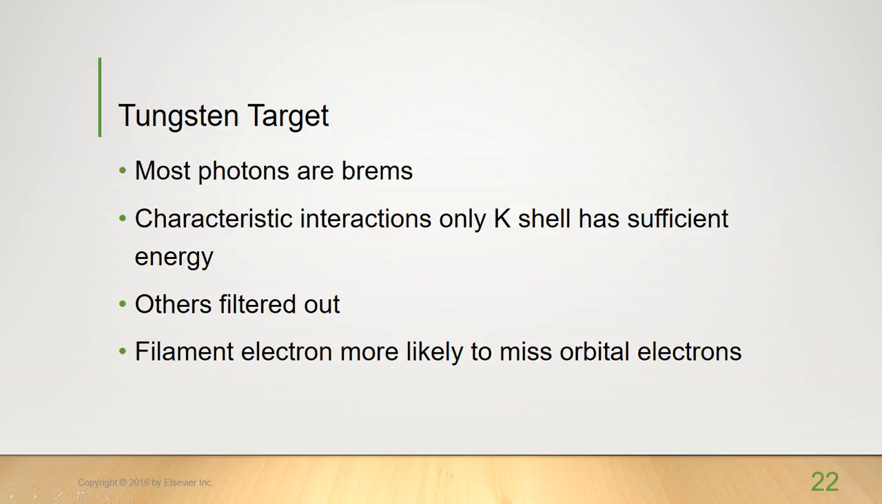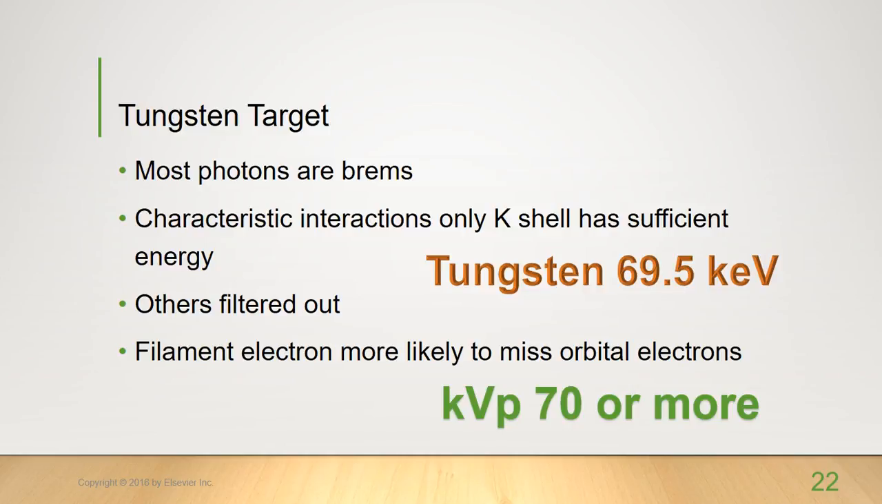But because tungsten has a K-shell binding energy of 69.5, only those peak settings of 70 kV or greater can produce characteristic photons. That's something else that you need to know. Characteristic has 70 or more. Anything lower is a beam made up entirely of brems interactions. And that's where that comes in. So tungsten has 69.5, and your characteristic has to have a kVp of 70 or more.